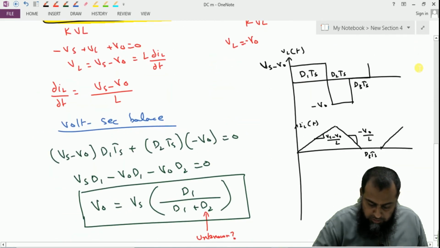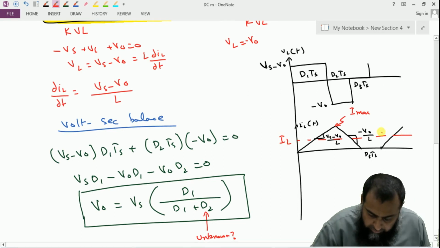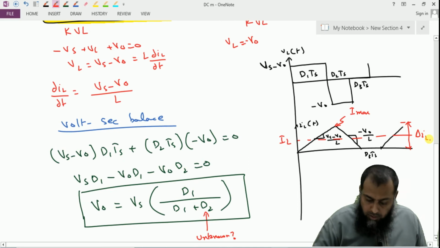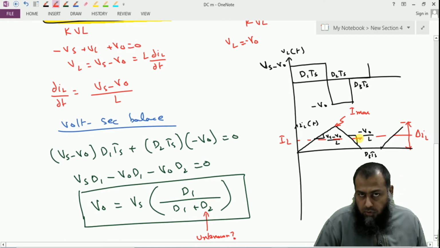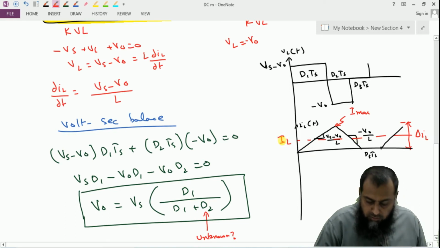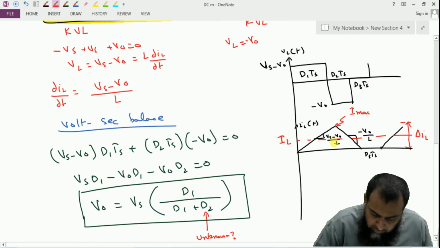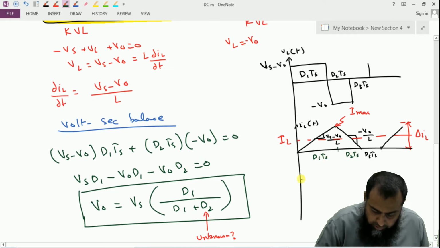Using this expression, here we have the maximum current I max, and from this point to this point we have delta I_L. Now what is the average value of this I_L using this waveform? Of course, the average value is the area under this triangle. What is the area under this triangle? This is D1 TS and this is D2 TS.